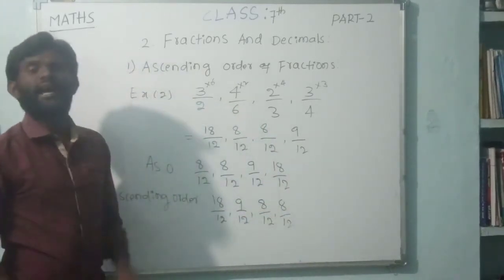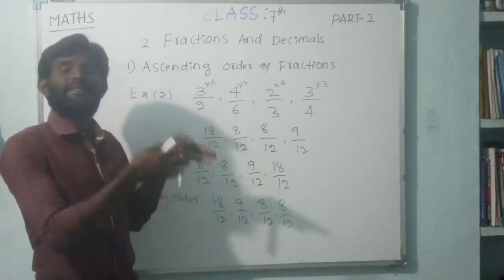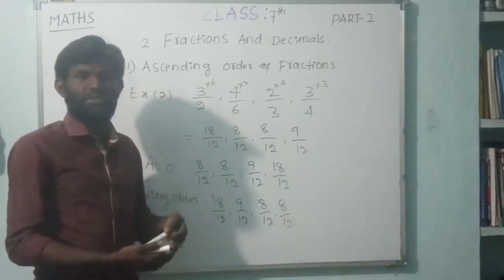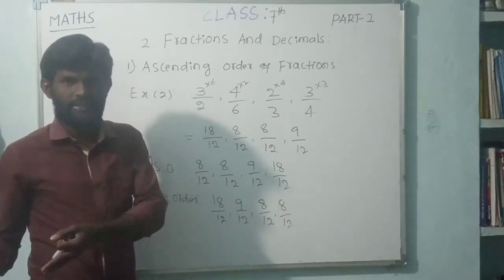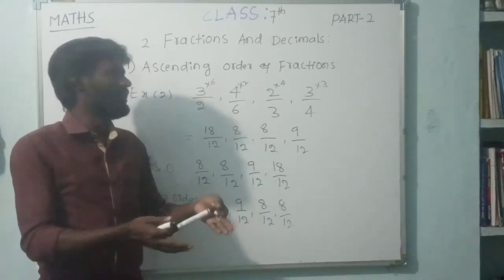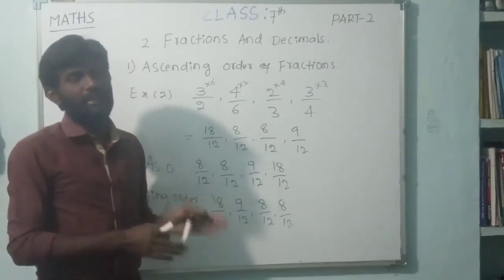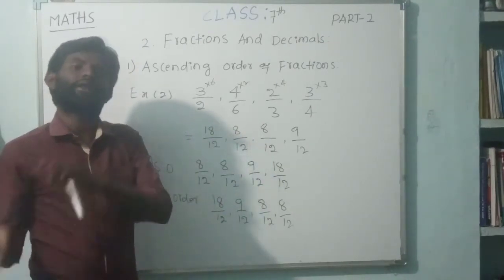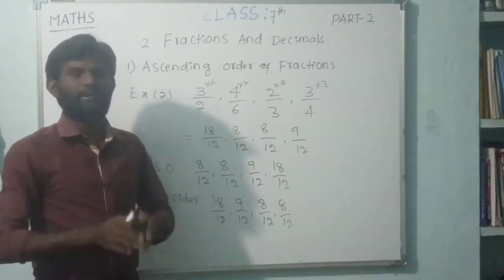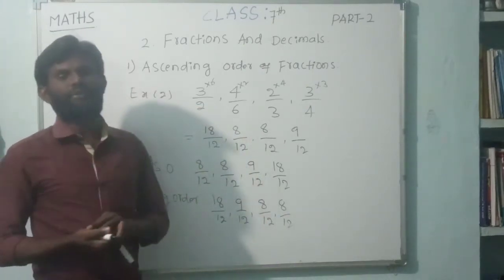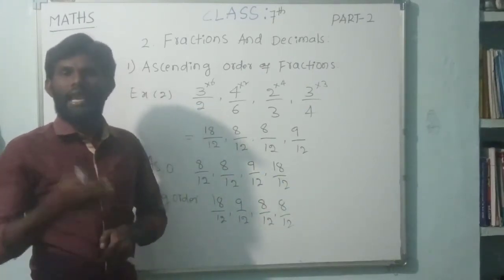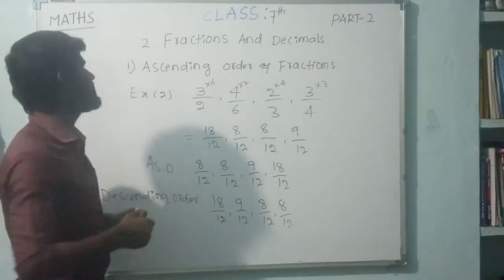Okay, dear students, that completes the descending and ascending order of the given fractions. If they give like fractions, you can write them in ascending or descending order directly. If they give unlike fractions, you first convert them and then write in ascending and descending order. This is clear. Let me move to the next content in my today's class, dear students.